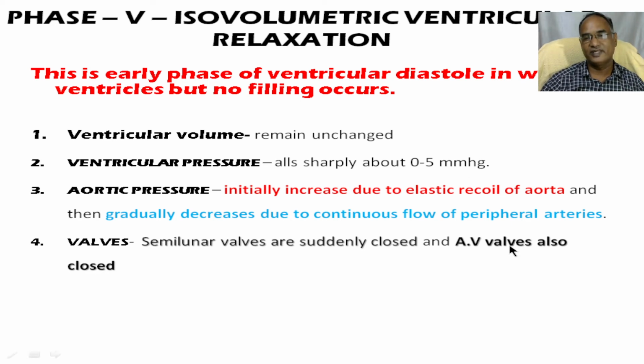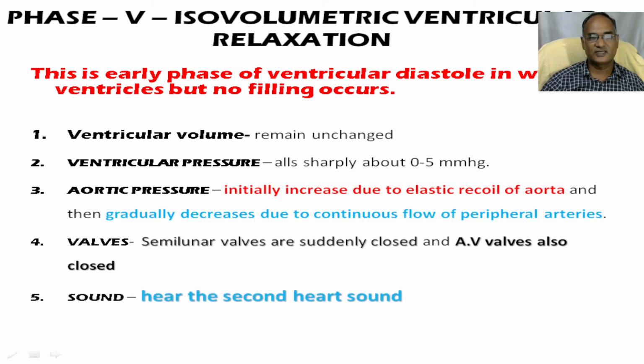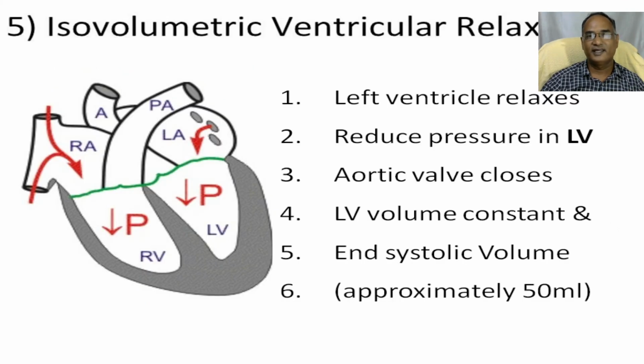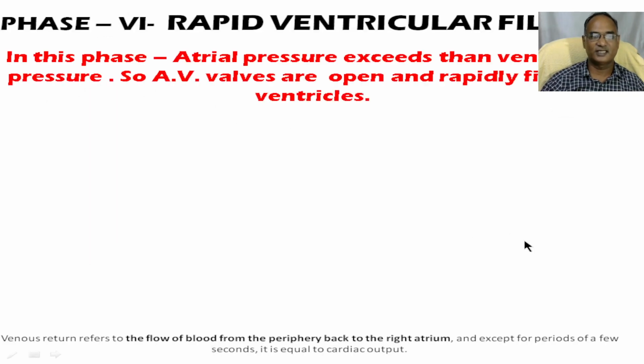With the refilling of the AV valve, pressure is created, so that the AV valves are closed, and the semilunar valves are also suddenly closed. So in this phase we have the second heart sound, and atrial pressure is still increasing due to continuous venous return of blood. And the left ventricle relaxes, reducing left ventricle pressure. The aortic valves are closed, and left ventricle volumes are constant.